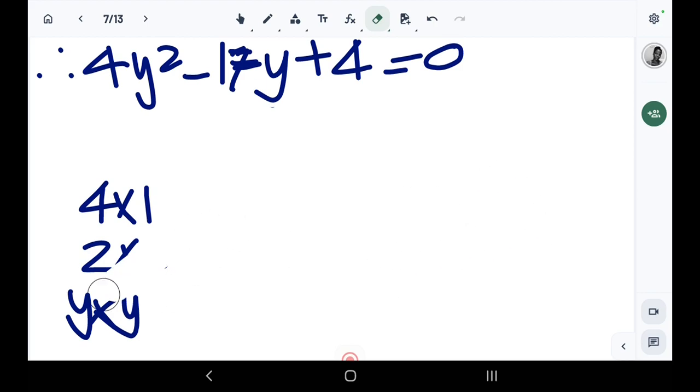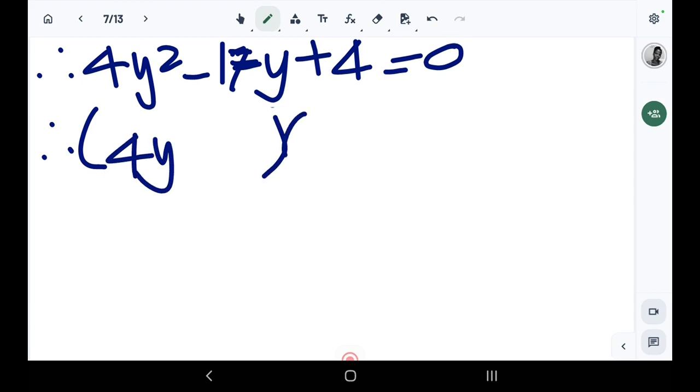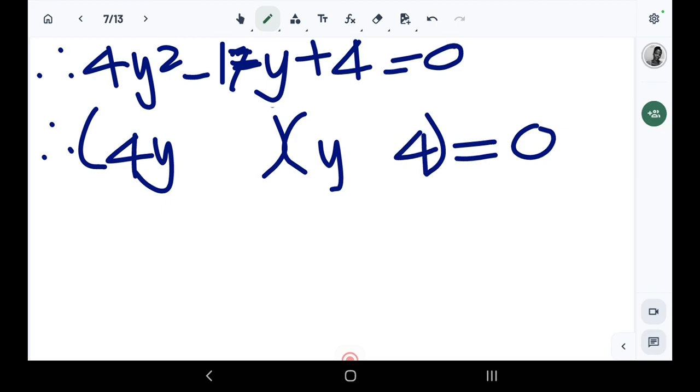Forget about the signs. We're not worried about the signs now. We're just worried about the numbers, and then the signs will sort themselves out. So that is 4 times y, and y equals 0. We've got 4 and 1. The 4 must be placed in a manner that makes it possible for you to multiply by the 4. So 4y times 4. Now, where do we put a plus and where do we put a minus?